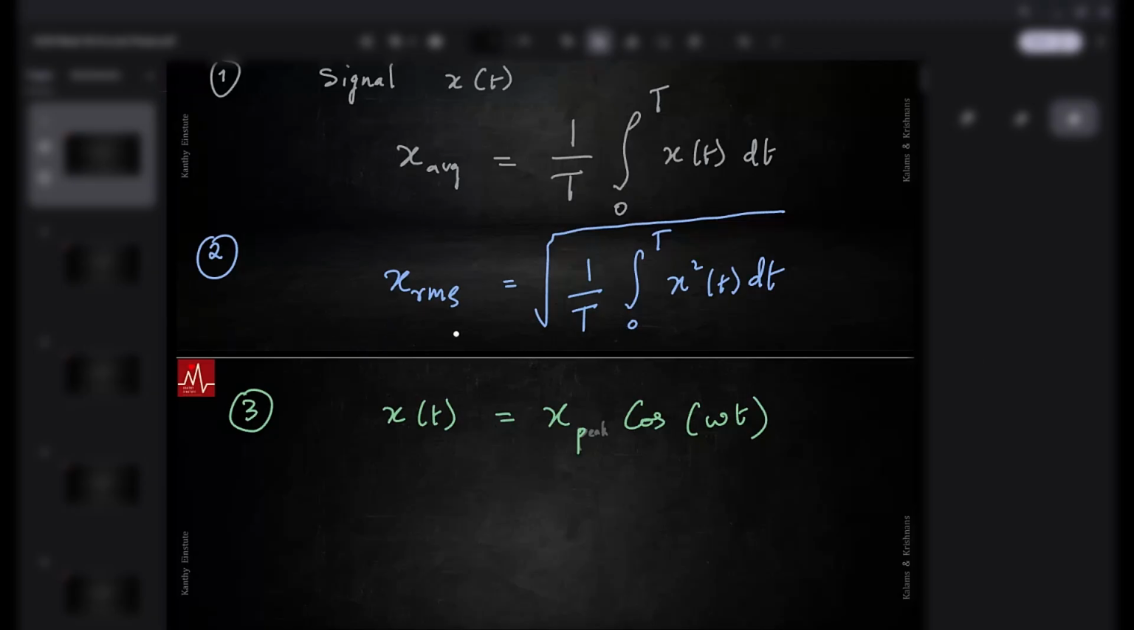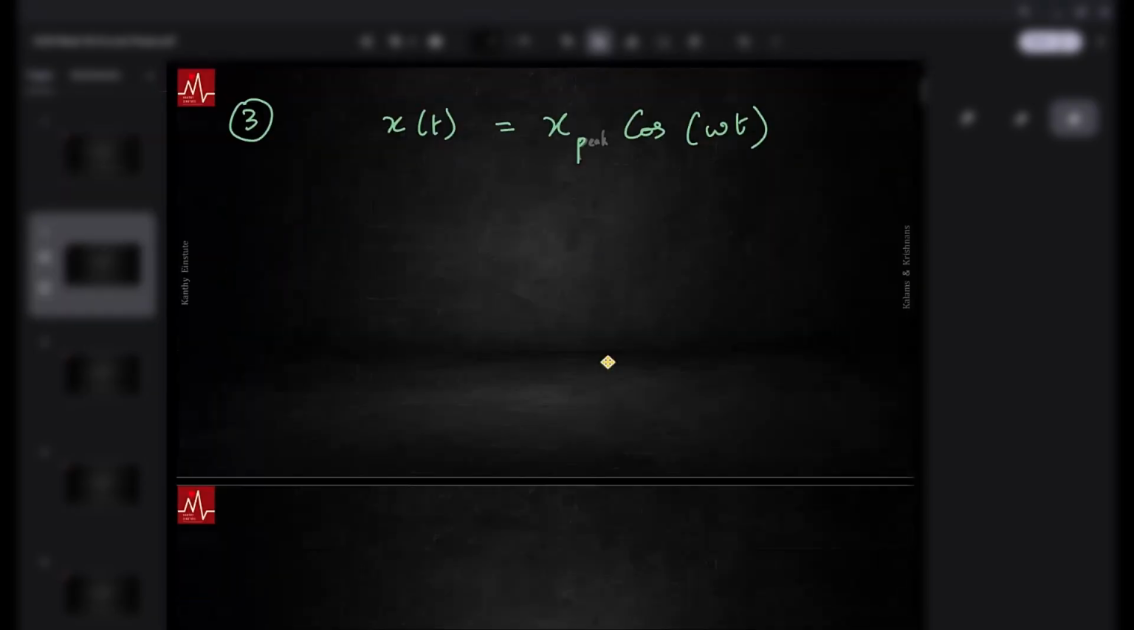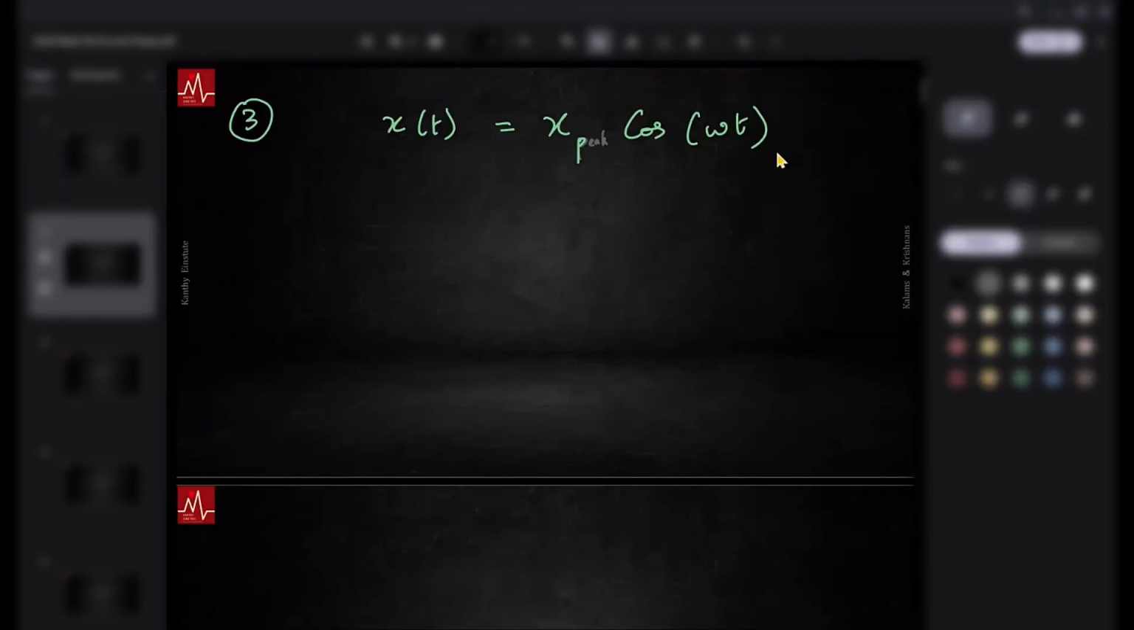Fine. So x of t is this. It's a sinusoid. It's oscillating, right? Does anyone remember what is the RMS of this? You can write it in terms of peak. It's a function of peak. Depends on the peak value. Does anyone know that? We did it for half cycles and things like that. This is a full cycle RMS. So this is cos omega t.